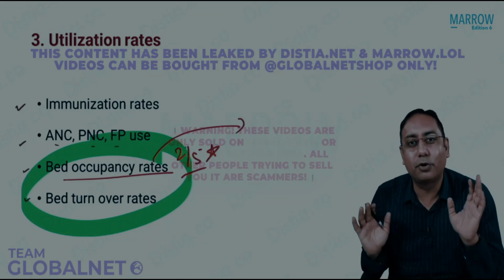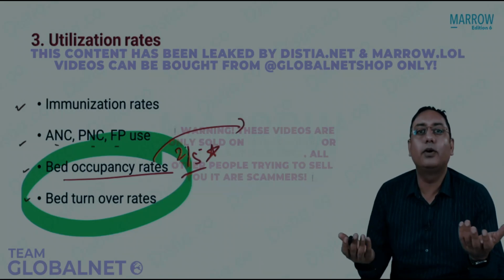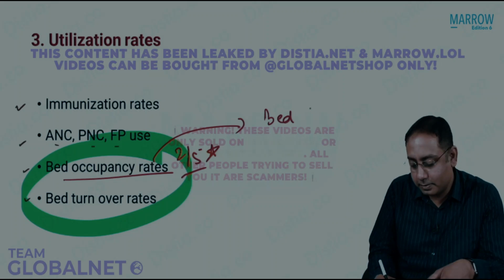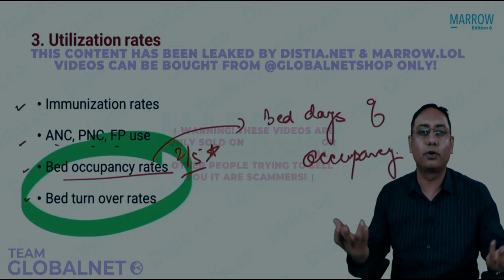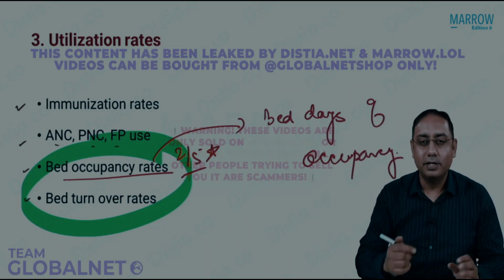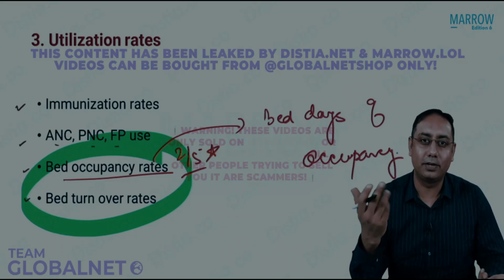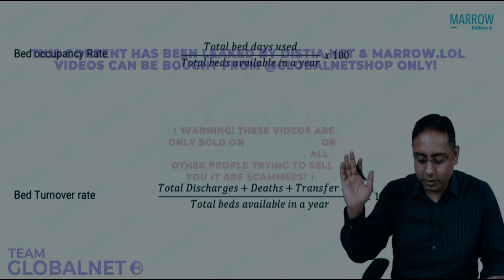What do you mean by the bed occupancy rate? Bed occupancy rate is how many bed days the bed was occupied. We don't say days, it is bed days of occupancy. That is what bed occupancy rate is. Your phone is there, right? So if you have a phone, for how much time your phone was occupied, that is the bed occupancy rate or phone occupancy rate. The formula for bed occupancy rate is what you can see on the screen.